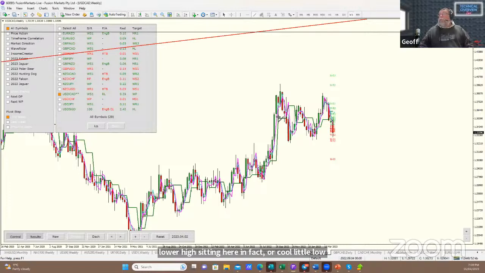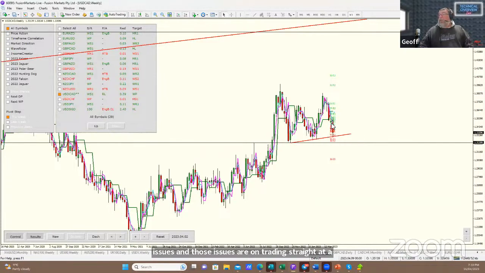However, once again, I've got issues. And those issues are I'm trading straight at a support level, and there's a horizontal level through there as well. So my reward to risk here on this particular circumstance would be very, very poor. And for that reason, I wouldn't take the trade per se, but once again, it's locked in my head that I want to go short here. How do I do that? Well, I wait for the retracement.